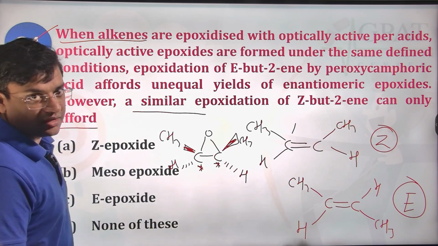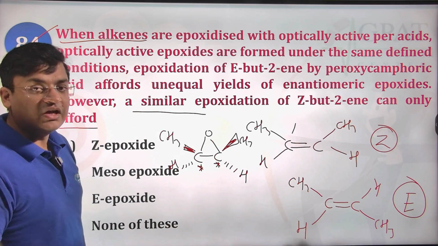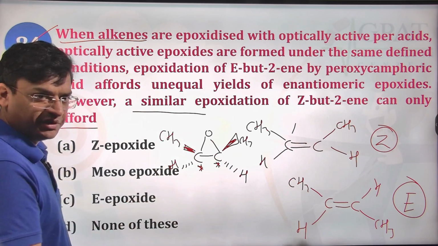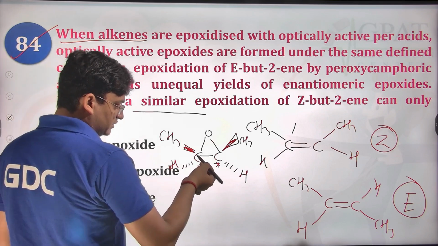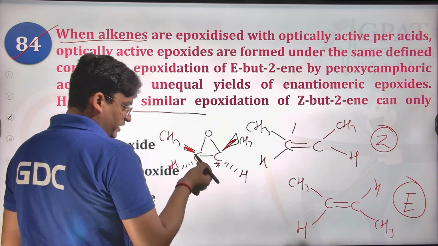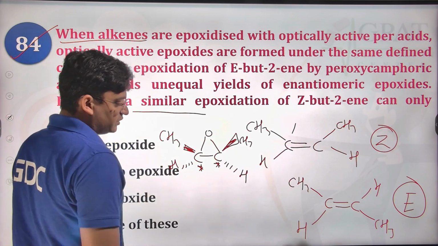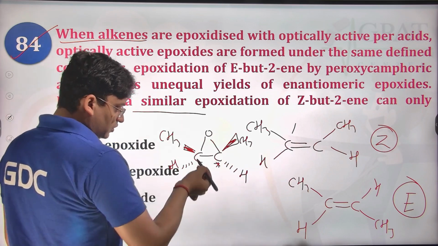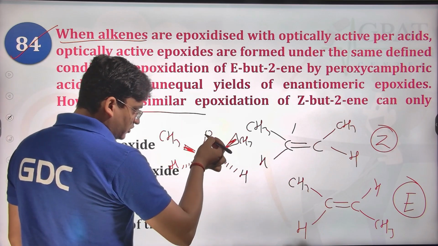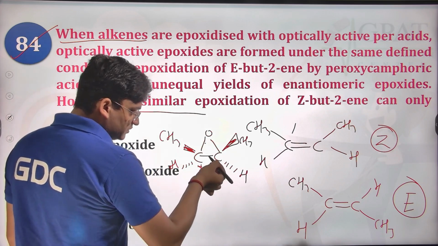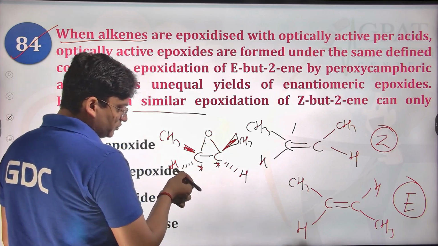So what are the configurations of these chiral carbon centers? We can find out simply by RS nomenclature. Let's look at this carbon first. We are having oxygen, carbon, hydrogen, and carbon attached to it. So the first priority is this oxygen atom. Second will be of this bond, third will be of this bond, and fourth will be the hydrogen.